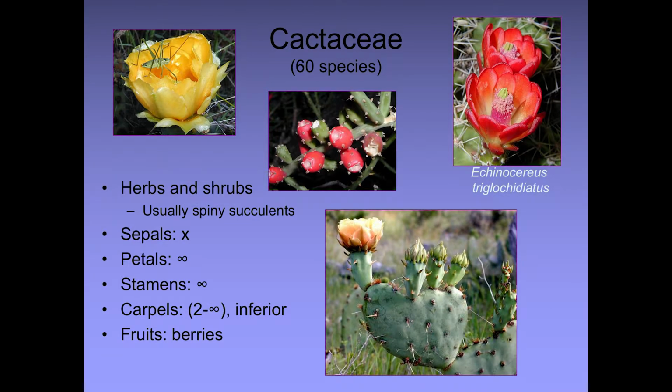Cactus, Cactaceae, I don't think I need to explain that to anybody. They're usually spiny succulents. There's really no sepals. Everything you look at are the petals. And there can be stamens to infinity. There's a lot of them in there. And the fruits are considered berries. And that's a pencil cactus fruit pictured there.